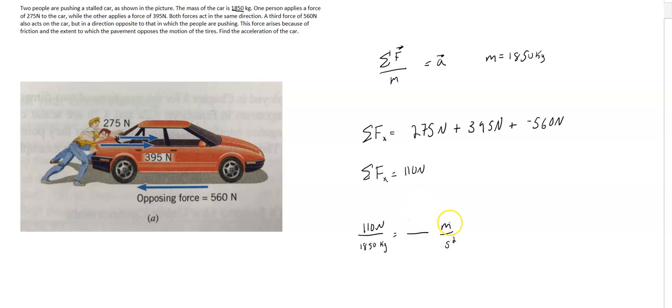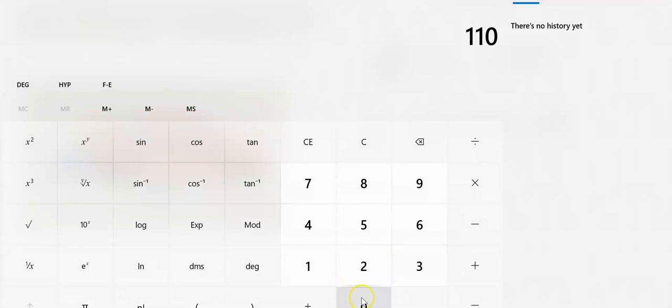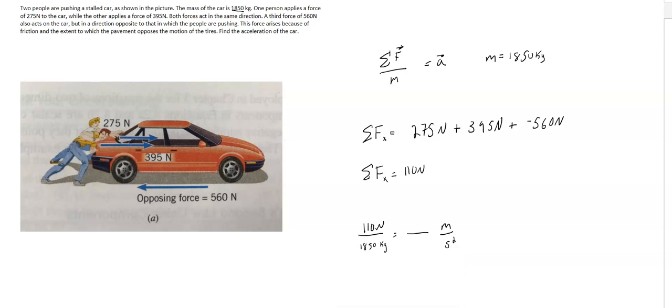Let's take a quick aside to figure out why it's meters per second squared. But first, let's calculate the number, and then we'll take an aside to figure out the unit. So it was 110 divided by 1850. You get roughly 0.59, we'll round it there, 0.59 meters per second squared.